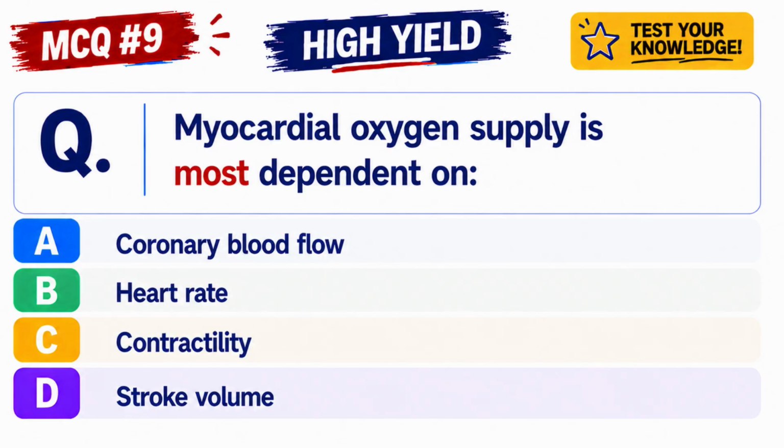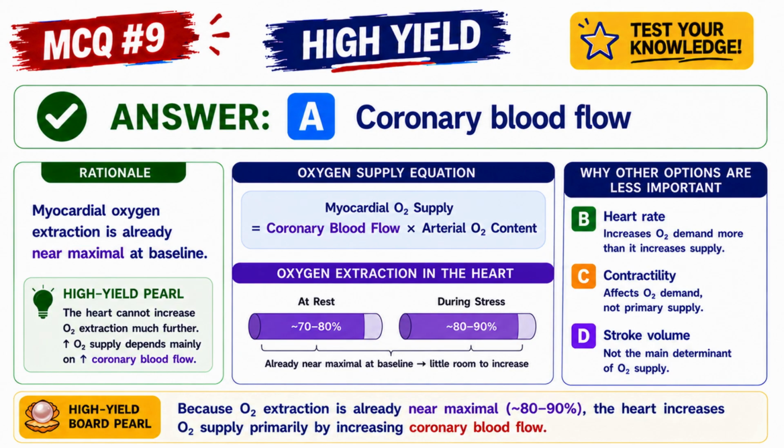Question 9. Myocardial oxygen supply is most dependent on: A. Coronary blood flow, B. Heart rate, C. Contractility, D. Stroke volume. The answer is A. Coronary blood flow. Here's why. The myocardium is unique in its relationship with oxygen.